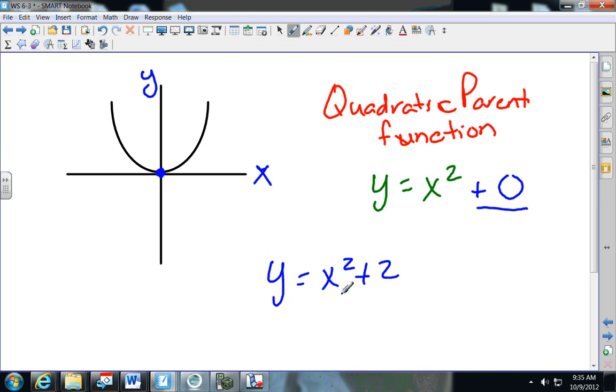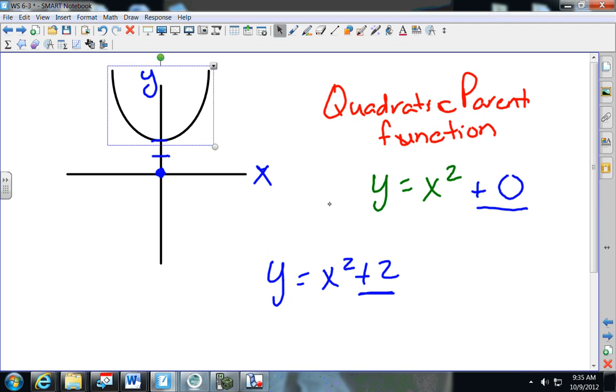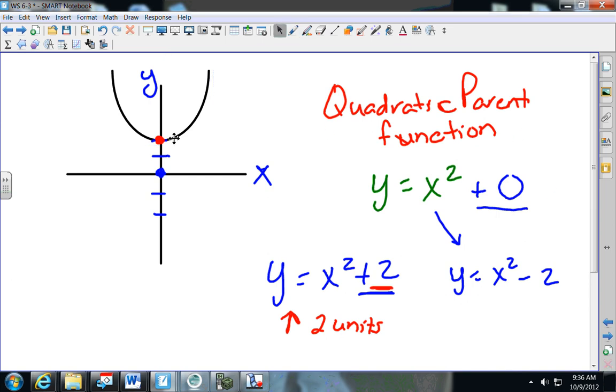When I get a new equation that now says plus 2, that shifts and moves my parabola up 2 units. Now, that vertex is sitting up there at plus 2. That's what this n number does. It either moves it up, so this moved it up 2 units, okay? Or if you had the equation y equals x squared minus 2, from the parent function, then it would be down here.